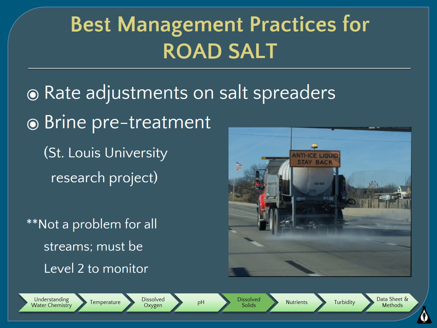Because chloride can become an issue for aquatic life and drinking water sources, cities have developed some best management practices to help mitigate these issues. There are rate adjustments on salt spreaders that will help cities save money from not over-applying salt and decrease the amount of chlorides potentially running off into surrounding streams. Brine pretreatment is when a salt solution is spread on the surface of roads rather than salt crystals.